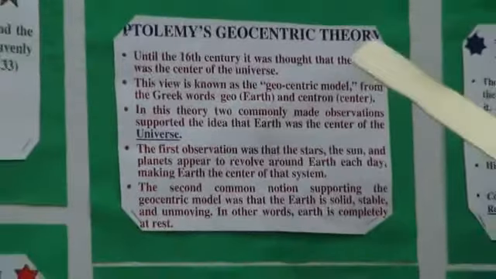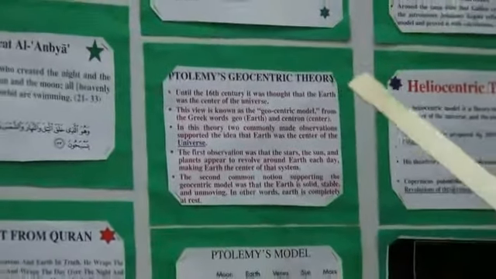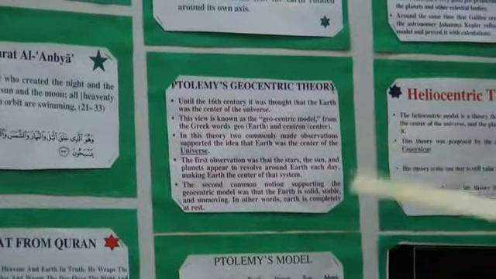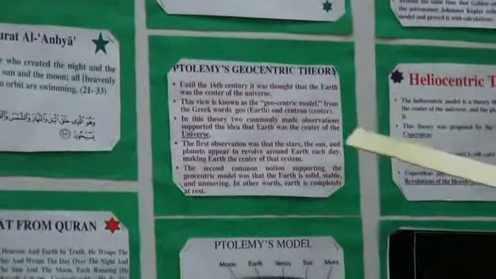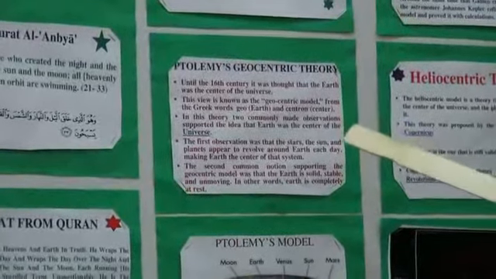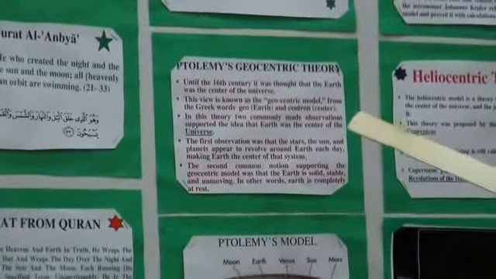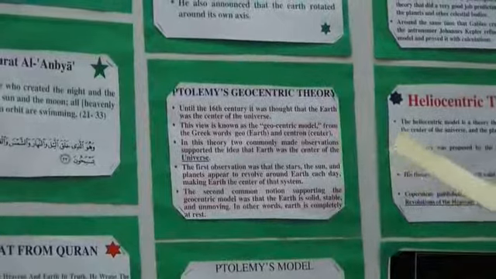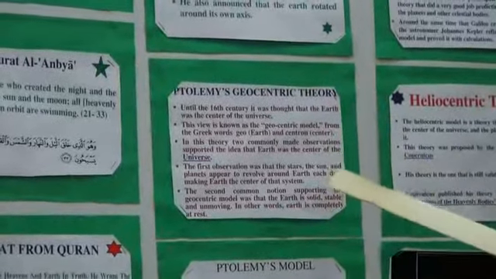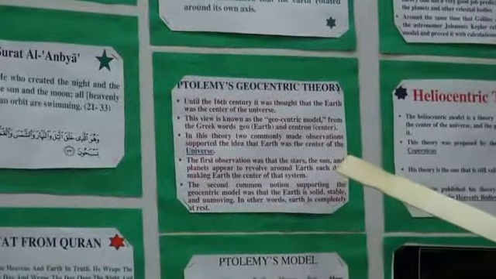In this theory, there were two observations that supported the idea of the earth being at the center of the universe. The first observation was that the stars, the sun, and the planets appeared to revolve around Earth each day, and the second observation was that the Earth was solid, stable, and unmoving.